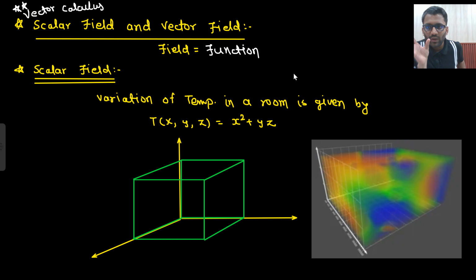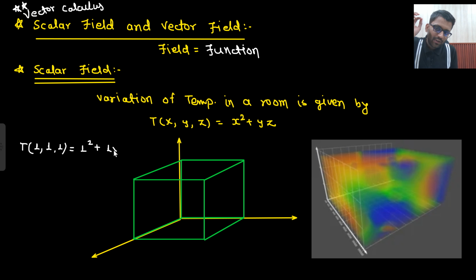So there can be two kinds of fields, scalar field and vector field. What do you mean by scalar field? Let's just say the variation of temperature in the room is given by x squared plus yz. With respect to different values of x, y and z, your temperature will change. What is your temperature at coordinate (1, 1, 1)? 1 squared plus 1 into 1, that would be 2 degrees Celsius.